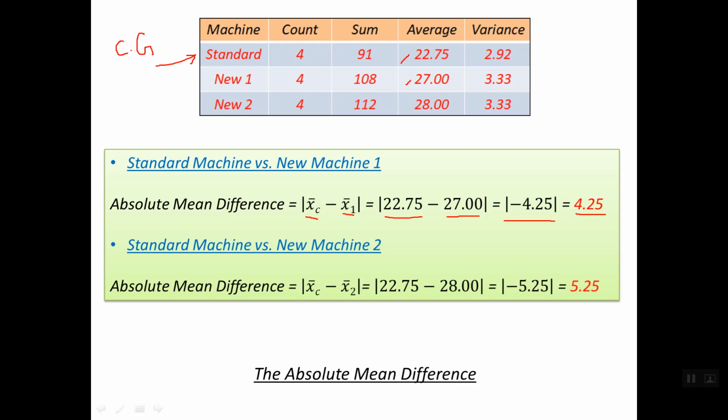Regarding the standard machine and the new machine 2, using the same technique, we calculate the absolute value of the difference in the productivity between the control machine and machine number 2. So this is the mean of the productivity of the control machine, or the standard machine, which is 22.75, and 28 is the mean of the productivity for machine number 2, and it's already inside the table above. So the result will be the absolute value of negative 5.25, which is 5.25. So we have two absolute mean differences.